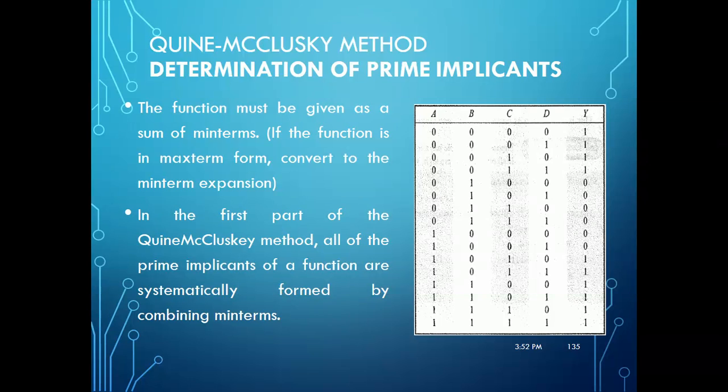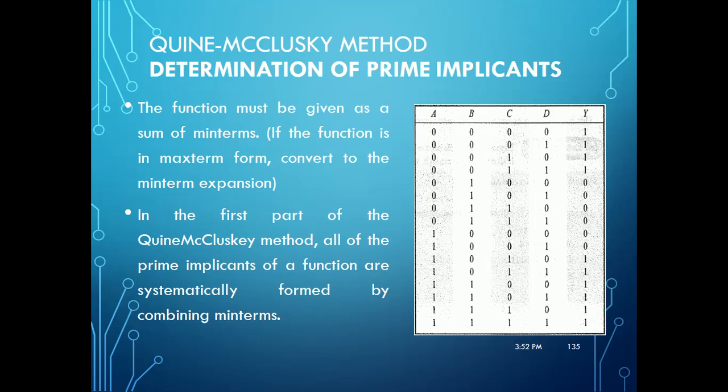So the Quine-McCluskey method determines the prime implicants. The function must be given as a sum of min terms. When you solve problems in the exam, usually they give the min terms for solving with the Quine-McCluskey method. So how do they represent the min terms? That is, they will be giving a sum of min terms.